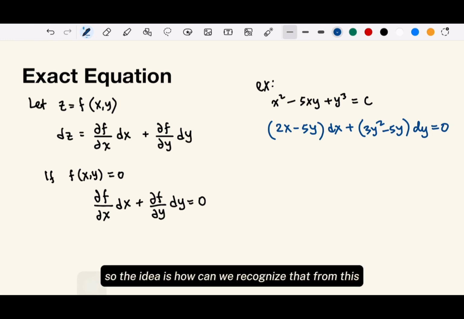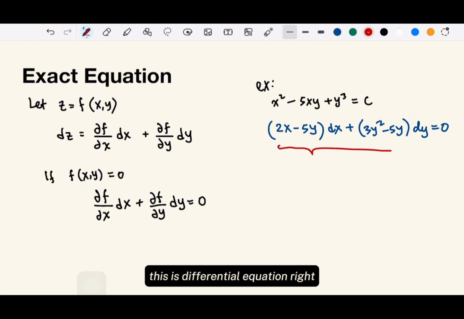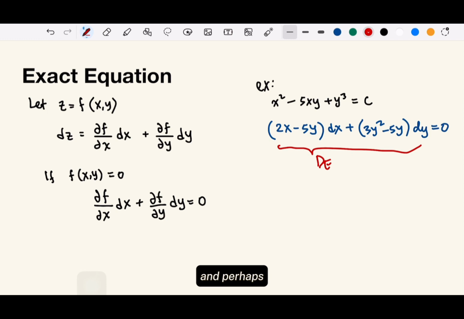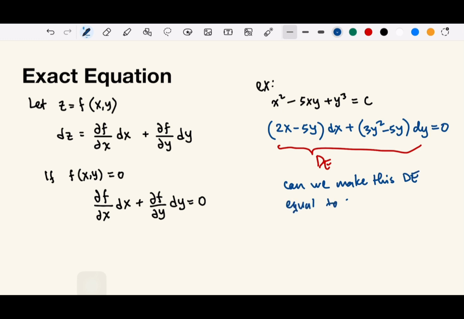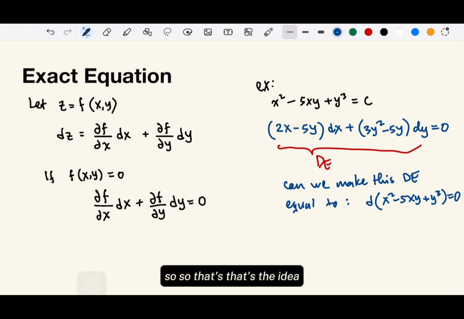So the idea is, how can we recognize that this is a differential equation? From this differential equation, can we reverse it? Can we make it backwards? And perhaps, can we make this dF equal to it?